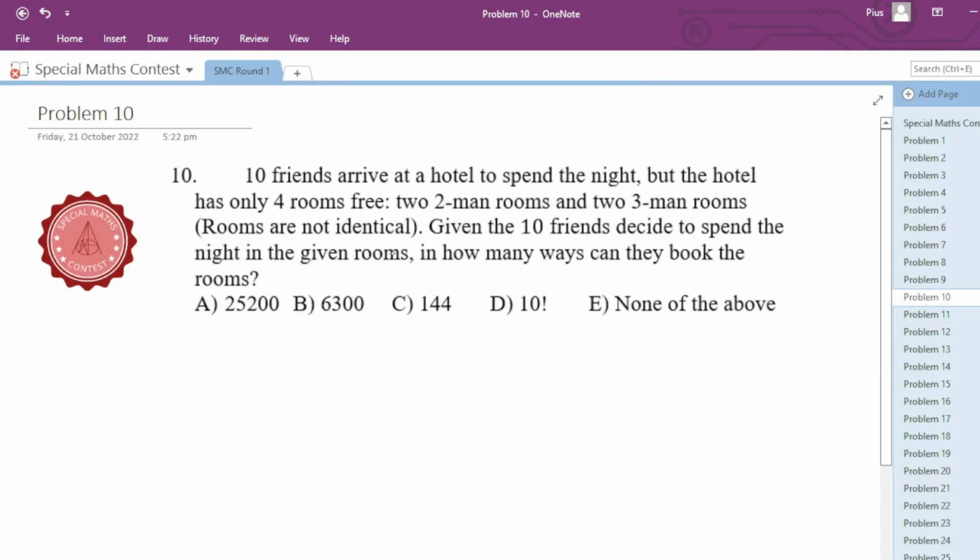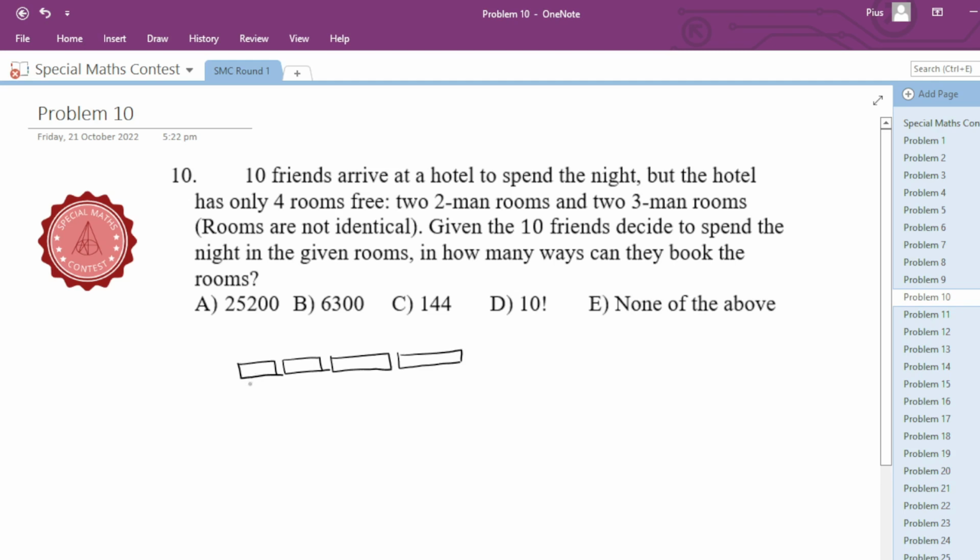Alright, for this problem, first we note that since the rooms are not identical, that means we can actually distinguish them. So we're just going to use some kind of rectangles to specify what the rooms are. The first two are 2-man rooms, the other two are 3-man rooms.